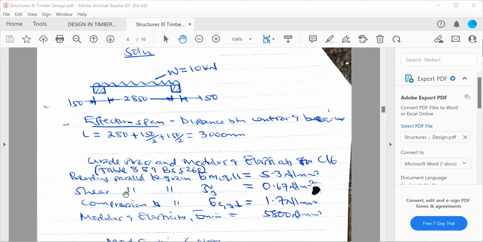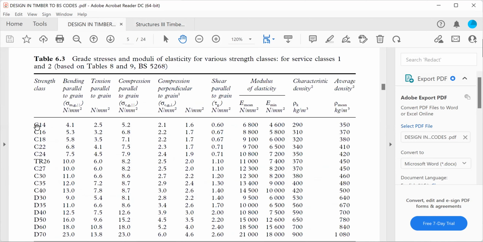Let me demonstrate how we read the value from the table. So this is my table. Here we have strength class C14, C16, C18, C22, C24 up to D70. Our question told us that ours is strength class C16, so I'll move along C16. You find that bending parallel to the grain is 5.3 Newton per millimeter squared. This is the first value, 5.3 Newton per millimeter squared. I hope you can see.